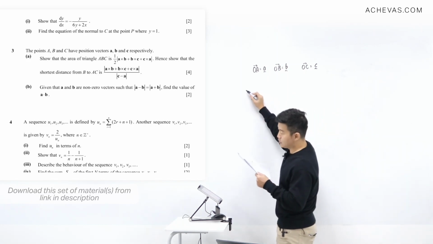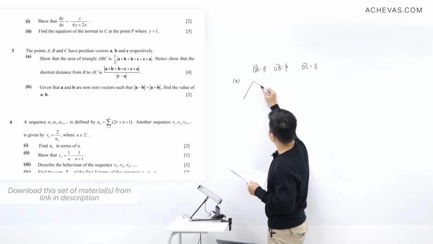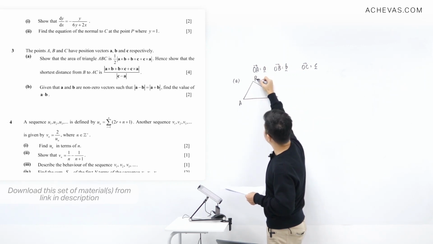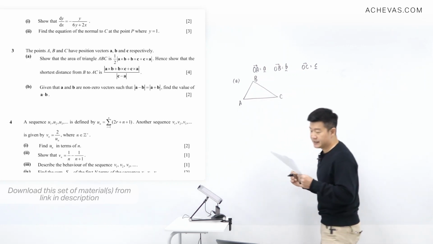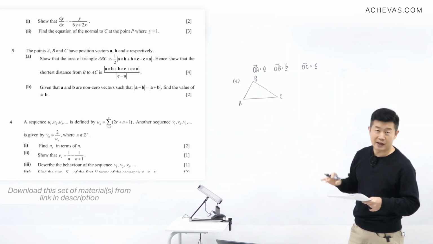Let me just do a quick sketch of this part over here. So we have a triangle. Let's say it is this triangle. For example, here we have A, this is B, this is C, ABC. We want to show that the area of this triangle ABC is equal to that expression over here.